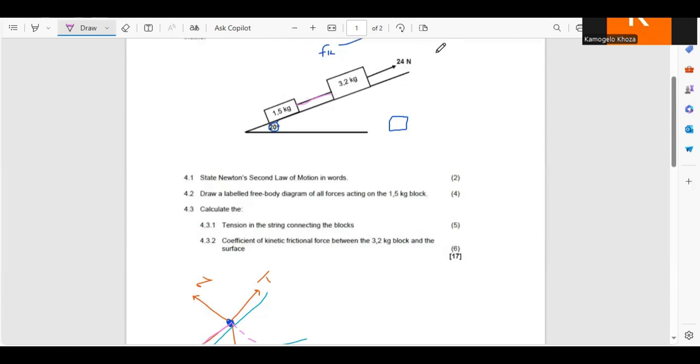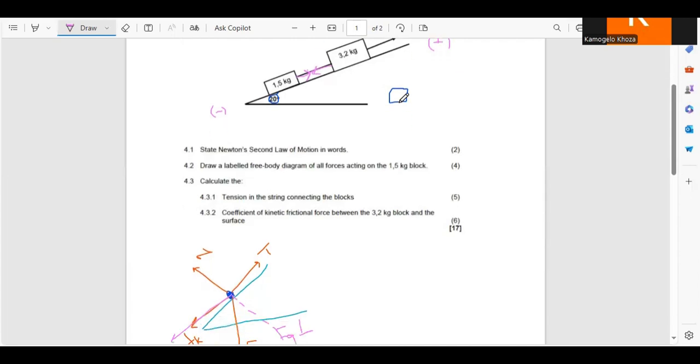And in this case, we're choosing upwards as positive. So our upwards direction is positive and downwards is negative. Meaning that for the 1,5 kg block, our tension is in this direction, the upward direction, so it's going to be positive. For the 3,2 kg block, our tension is in this direction, so it's going to be negative.